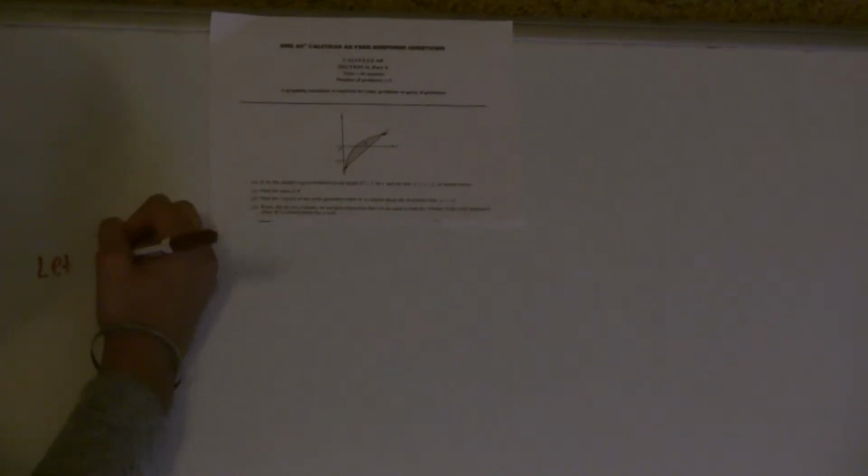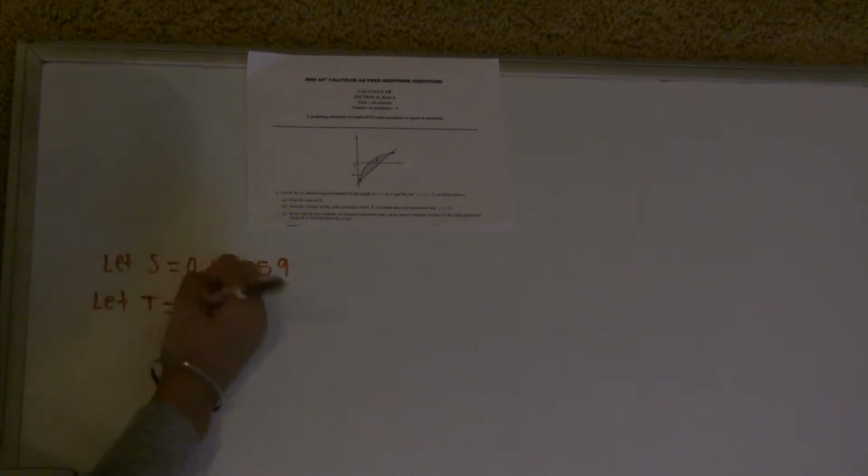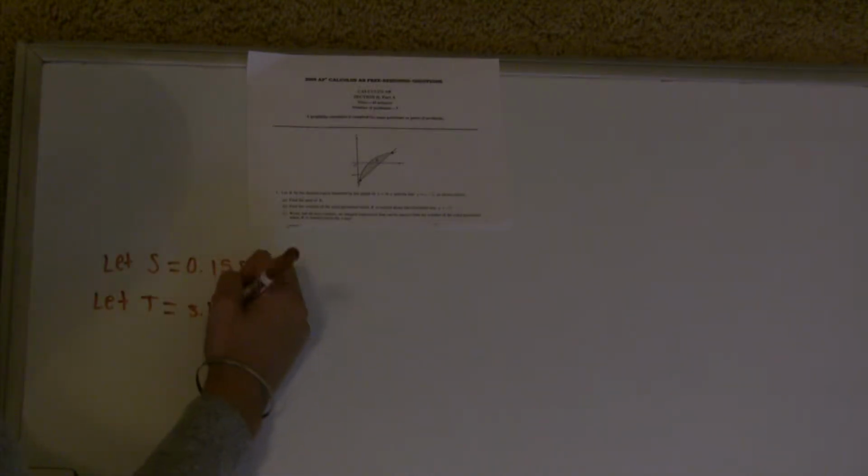So let's write that. You can call your boundaries x and y or anything, but in this case we're going to call the boundaries s and t. This is not any number. Before you start the problem, this is what you need to do to get your boundaries. So let s be one of the intersection points, 0.15859, and our other intersection point, we'll call that t, is 3.14619. So now we've got everything sorted out and we can actually start the problem.